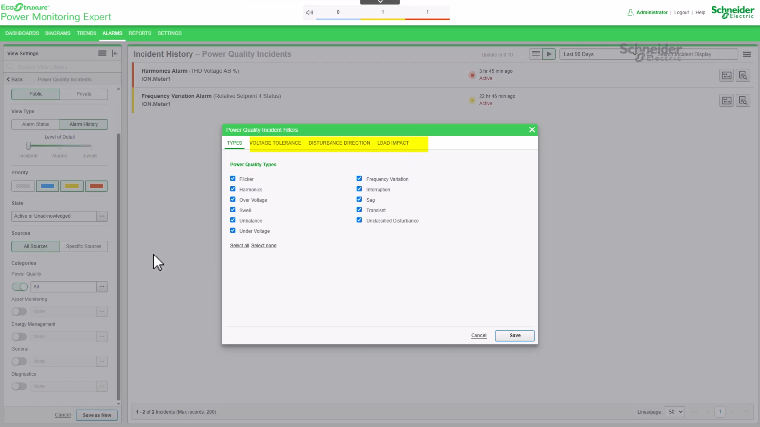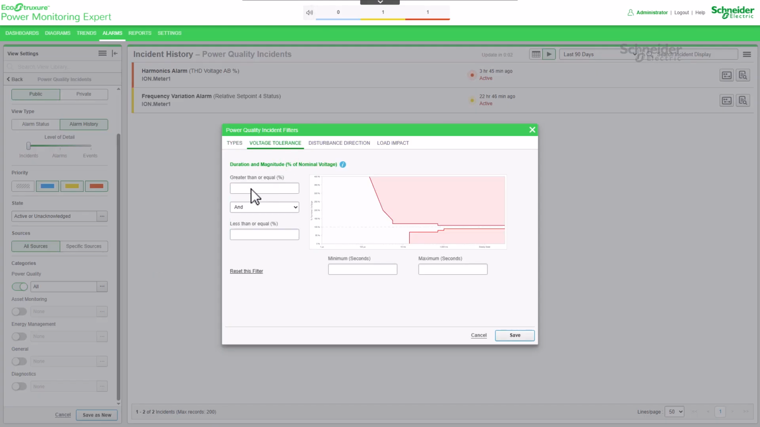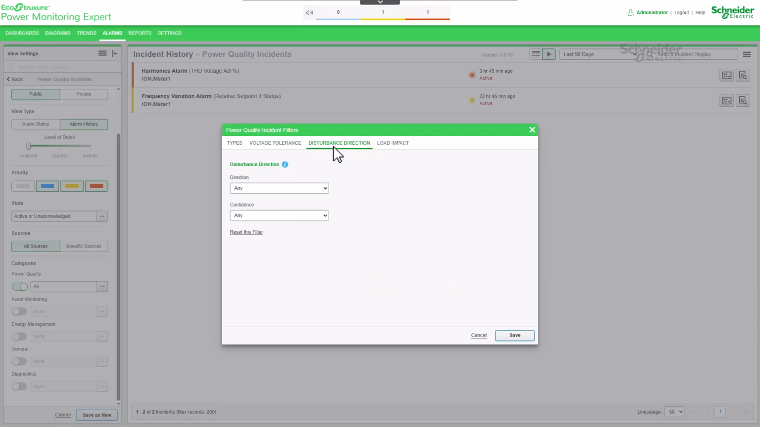There are additional filters like voltage tolerance, disturbance direction, and load impact, but I'm showing you all of them are not enabled. Nothing configured here. Nor here. Nor here. Let's stop for a moment to recall each of the power quality types that are available.